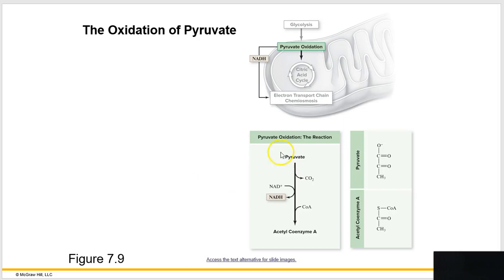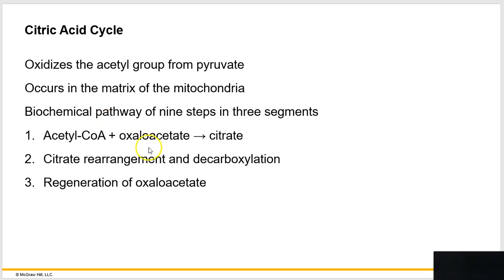So this is what happens. So we had glycolysis here. Pyruvate enters the mitochondria. We break off a carbon dioxide. So this is one of the reasons you exhale. NAD plus picks up some electrons to take to the electron transport chain, and you form this thing called acetyl-CoA. Acetyl-CoA then will join this thing called oxaloacetate to form citrate. Citrate gets rearranged, loses some carbons, decarboxylation, and it will regenerate oxaloacetate because it is a cycle.